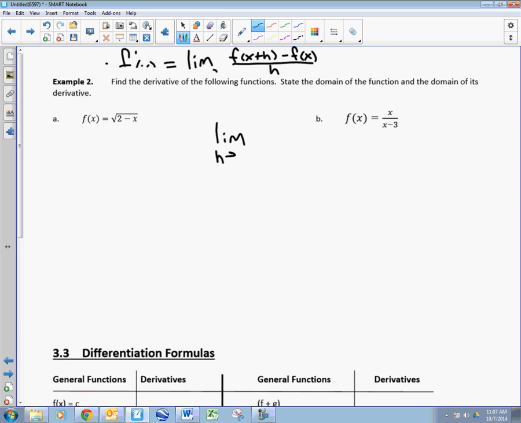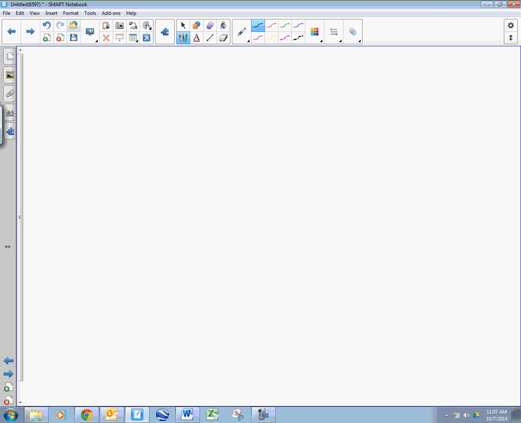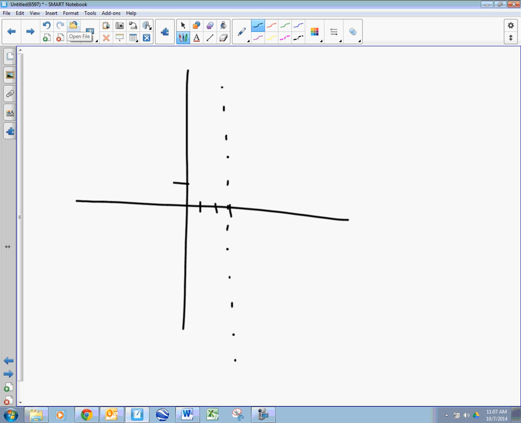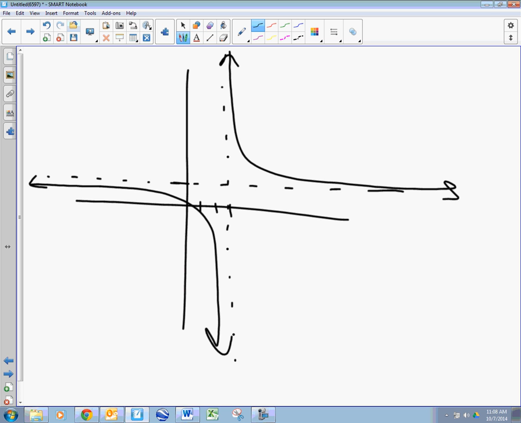All right, limit as h goes to 0. Now we plug in x plus h. We're going to do the same thing here. Let's look at this function. What's the domain? What can't you have x be? Right, x cannot be 3. If you were to look at that graph, it would look something like this. We'd have a vertical asymptote at 3, a horizontal asymptote at 1. I'll teach you how to do that some other time. And, you know, you got that shape. So you can see you can take the derivative everywhere except for 3. So we would hope that that'll be the same thing when we actually take the derivative.